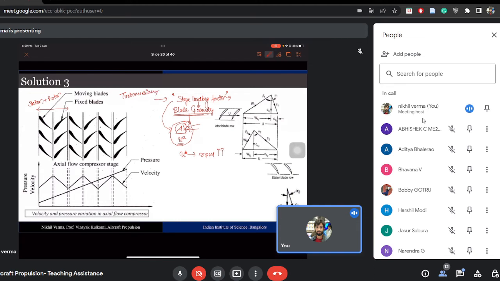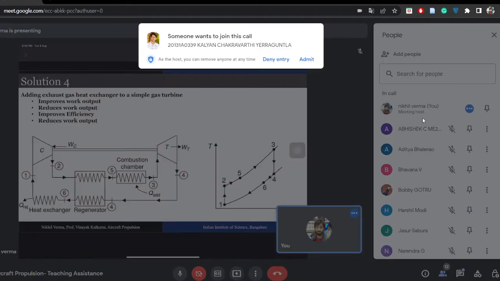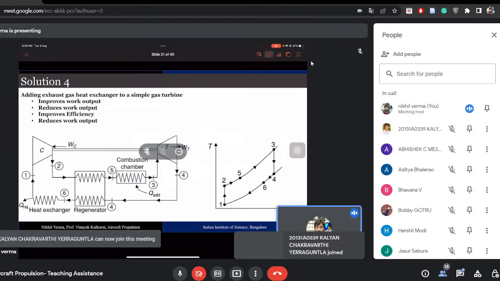Coming on to question four: the addition of an exhaust gas heat exchanger to a simple gas turbine improves the work output, reduces the work output, improves efficiency, or reduces work output? The correct answer is improves efficiency.